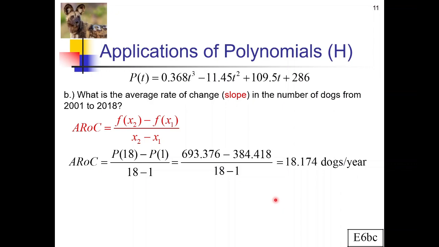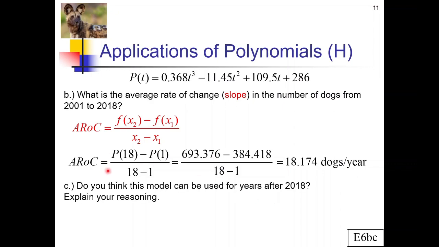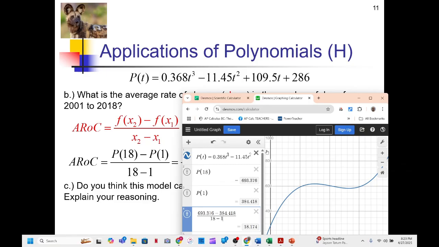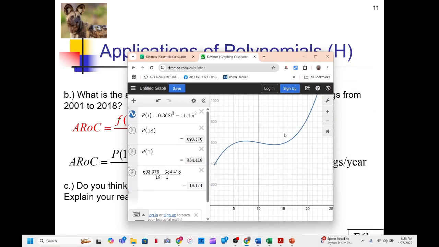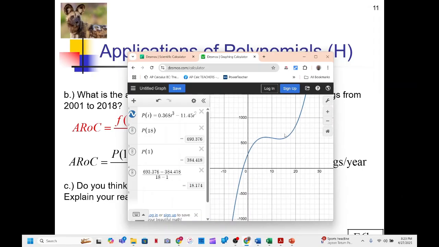For the last part of this problem, we're asking, do you think this model can be used for years after 2018? And explain your reasoning. So pause the video and write down a few thoughts. Alright, so to see if this model can be used after 2018, let me go back to my graph and let me just start seeing what happens if I zoom out a bit.